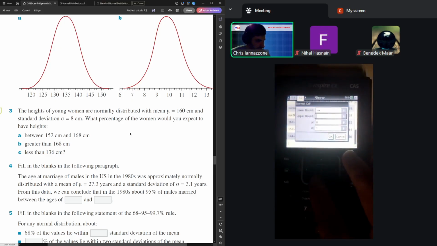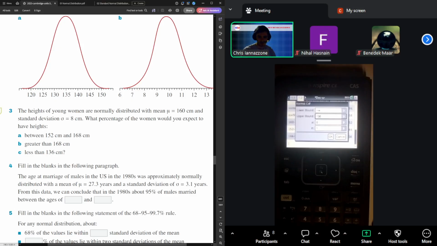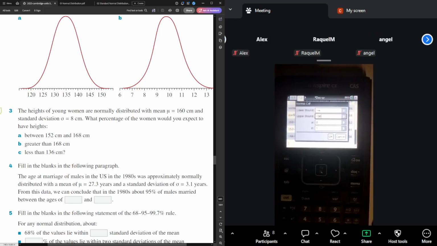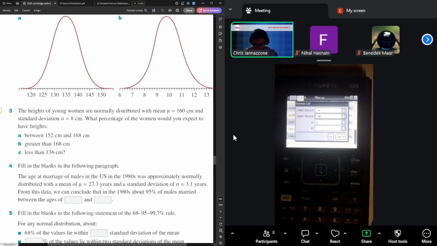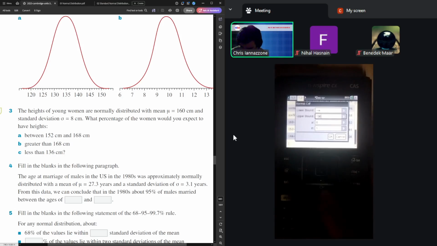Upper bound, that's just going to be 136 since we want to be less than 136. Again, don't round this down to 135. This is not discrete. This is continuous. And because it's continuous, you have essentially infinite decimal places between your outcomes. So the next number is not 135 rounding inwards, it's 135.9999999 recurring. Anyway, and then the mean that was given was 160. The standard deviation that was given was 8.